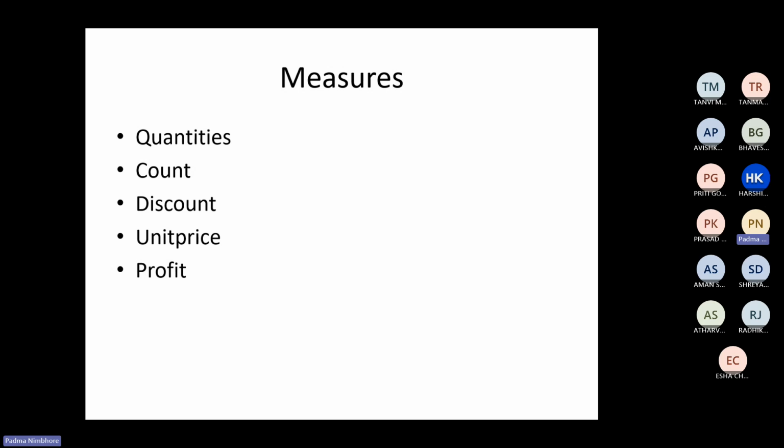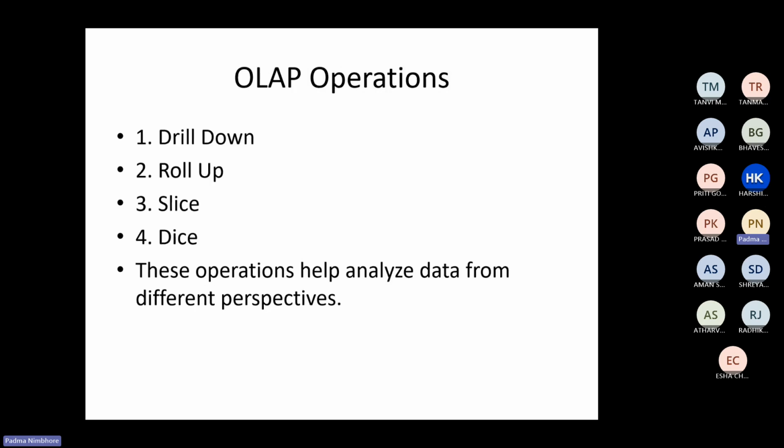Some measures are related with your quantities, counts, discounts and unit price, that should have only numerical values that represent any product related information in numeric form, like your price, unit price or any kind of quantity, sales or profit. So these are the measures related to the tables.